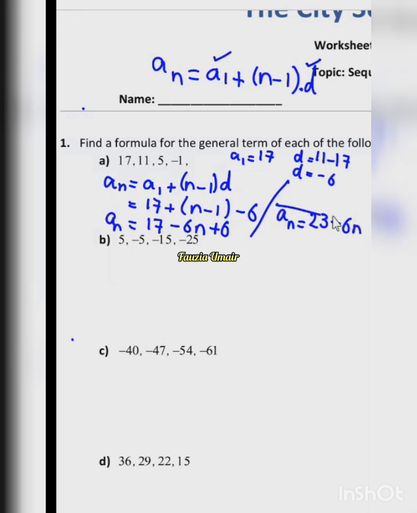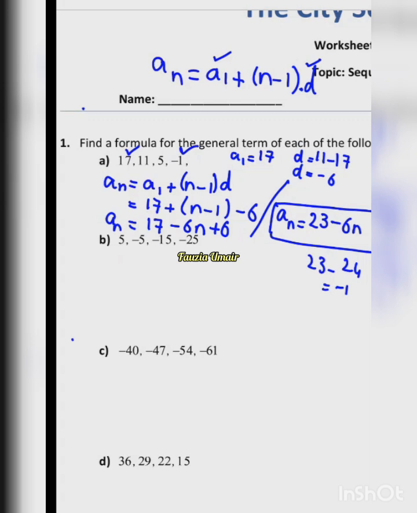Now the verification. This is the formula I have calculated. You can see on your screen, this is the formula. Now I can verify. Verification is only for your own sake, so I can do it mentally also. If I put n equal to 1, 23 minus 6 is 17. That makes sense. If I put n as 4, it would be 23 minus 24, which is minus 1. That makes sense. Are you getting this point, beta?